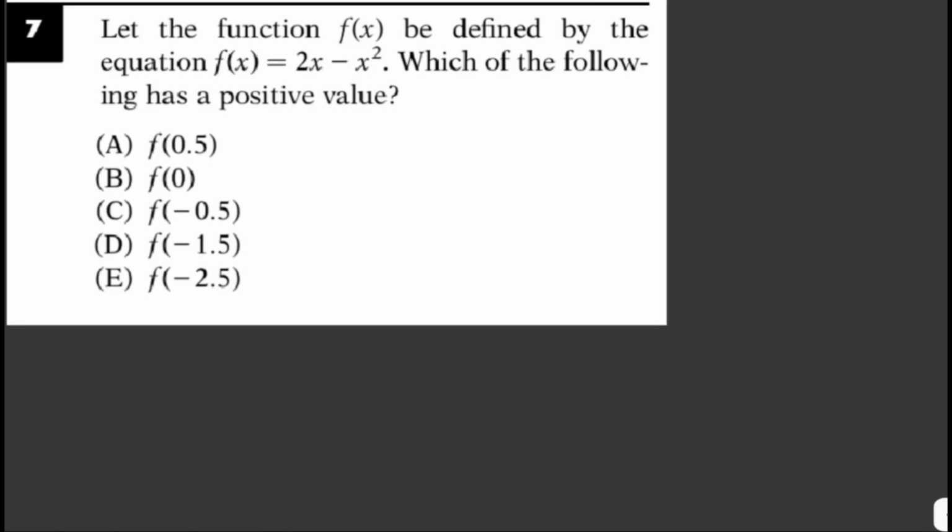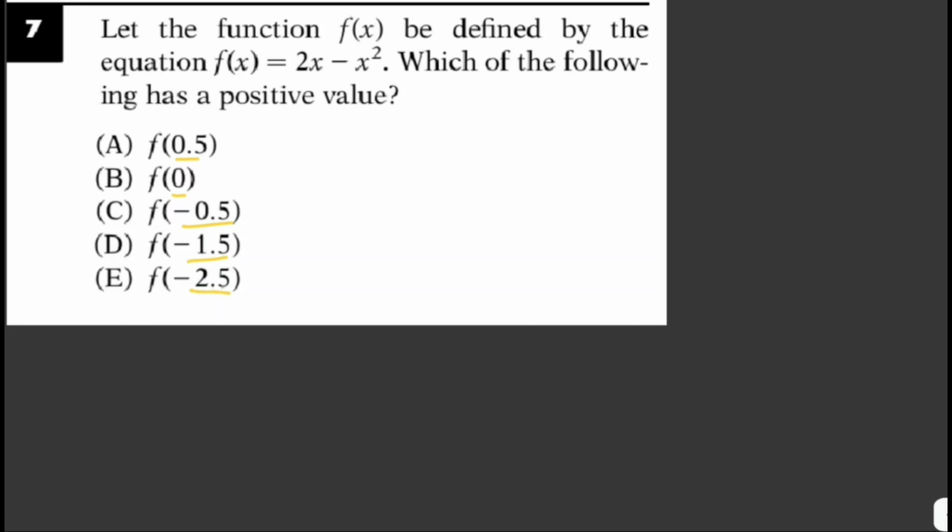Alright, let the function f of x be defined by the equation f of x equals 2x minus x squared. Which of the following has a positive value? So we need to do trial and error here and check if the function is positive given the values of x in the choices from A to E.